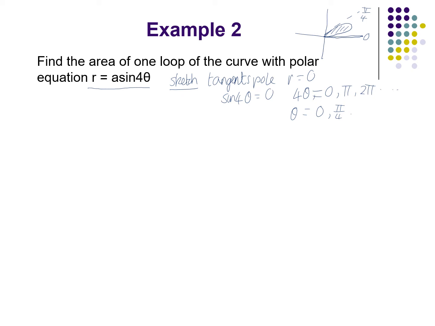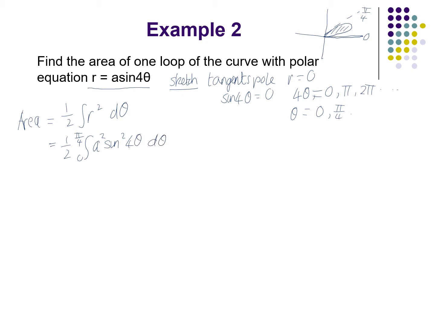Okay, let's quote my formula. So area equals half integral r squared d theta. Let's pop in my r and pop in my limits. We decided from our sketch it's between 0 and pi by 4. Be careful with r squared. You do get an a squared as well. Don't miss that bit out. Sine squared 4 theta. So again, you can see it comes up a lot.